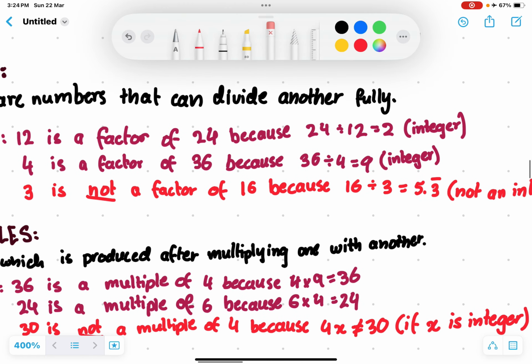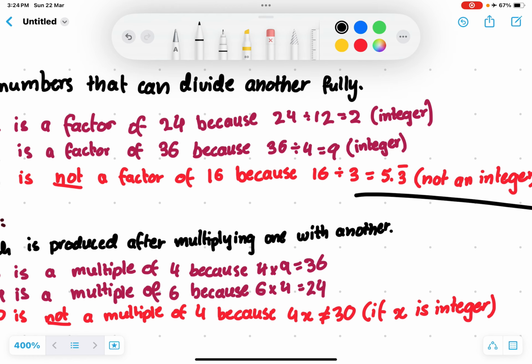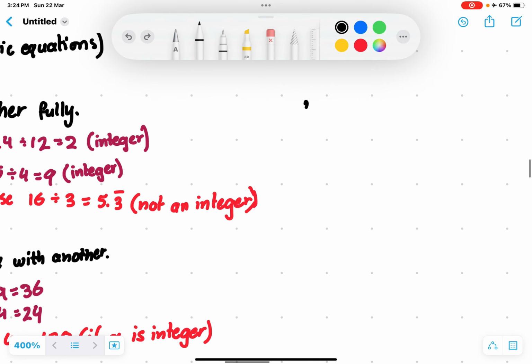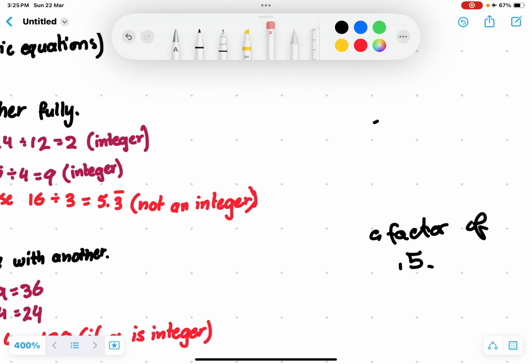Now 3 is not a factor of 16 because 16 divided by 3 is 5.3, which is not an integer, and that is why 3 is not a factor of 16. However, we know that 16 divided by 3 is 5.3. But if we took another number like 15 and we divided that by 3, we would get 5. So here, 3 is a factor of 15, but it's not a factor of 16. Okay? So that is how factors work.